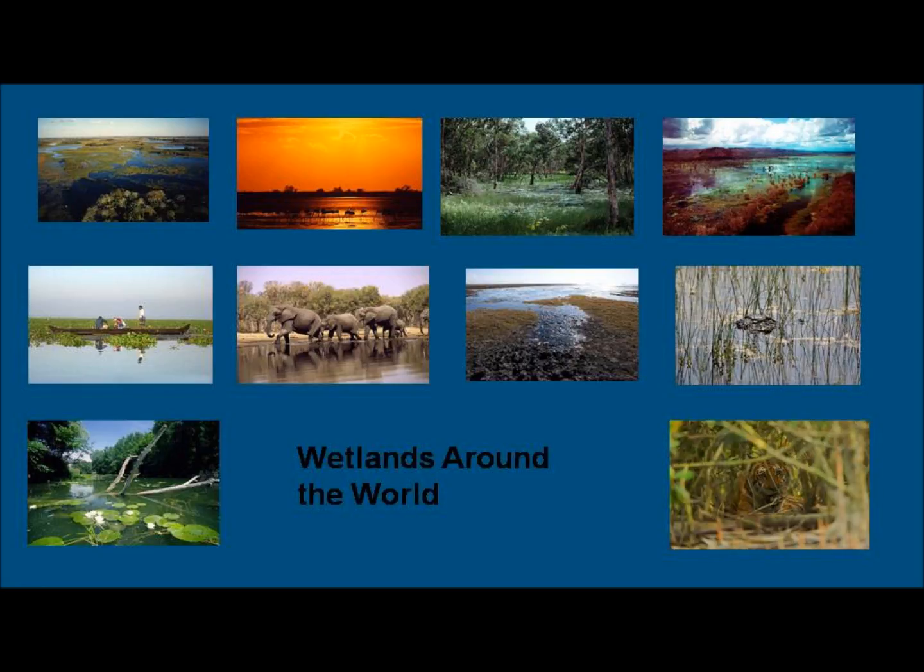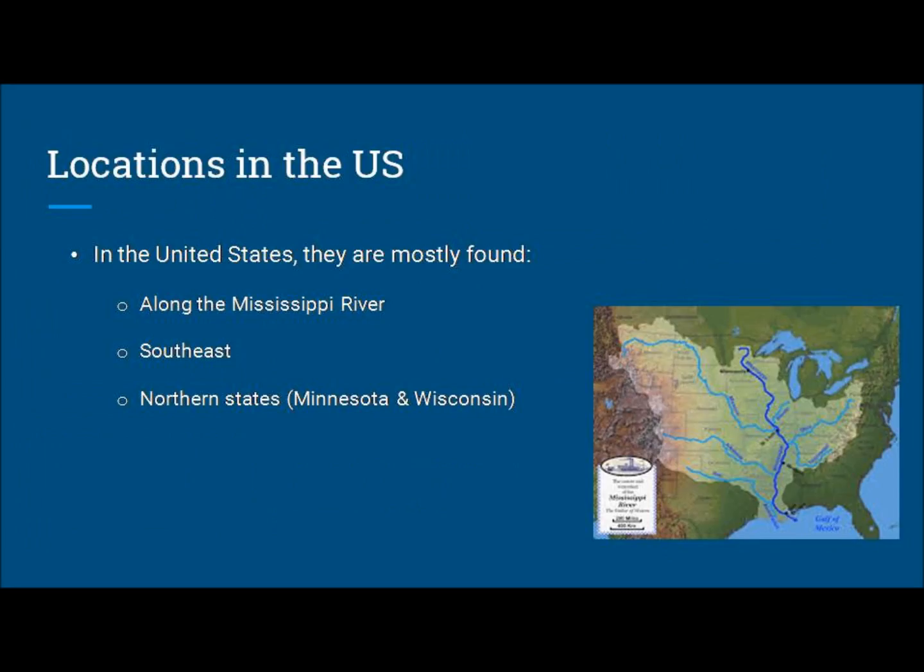And finally, Sundarbans, Bangladesh, also translated as beautiful forest, is the largest mangrove forest in the world. Wetlands are mainly found along the Mississippi River, in the southeast around Florida, and in the northern states like Minnesota and Wisconsin. They can be found in every continent except Antarctica.